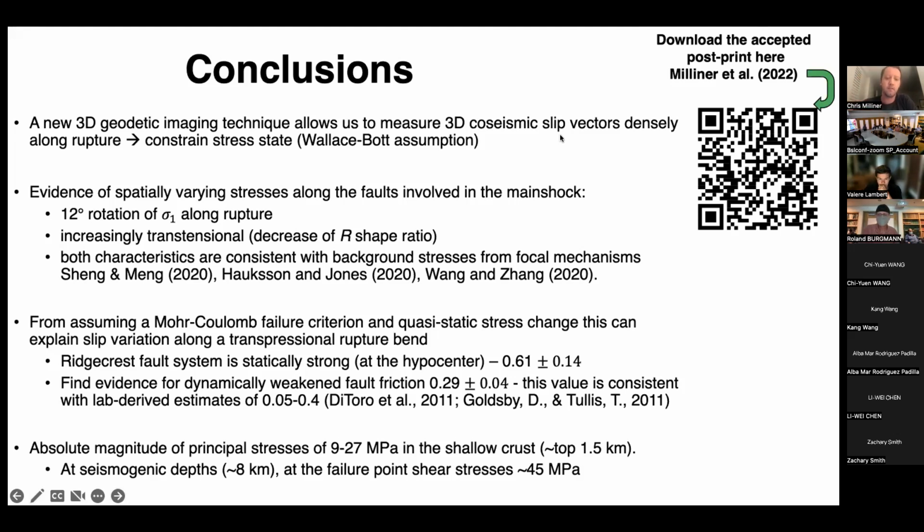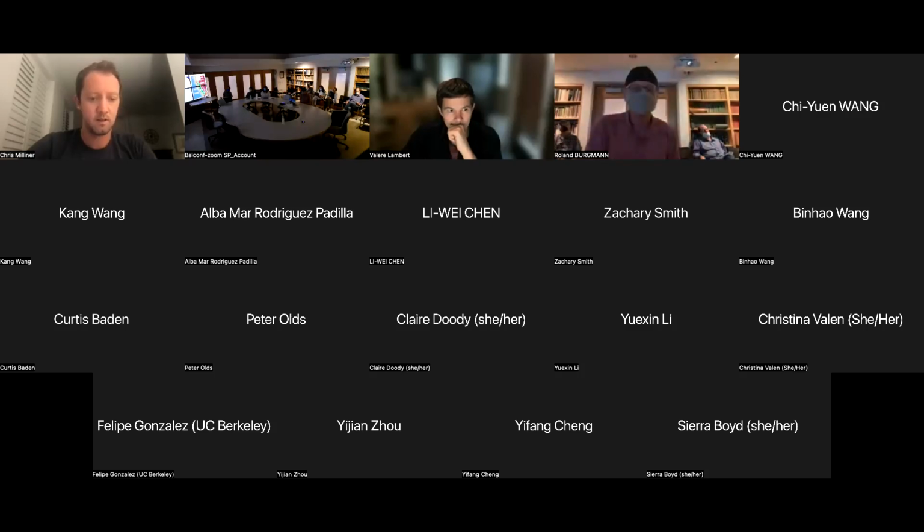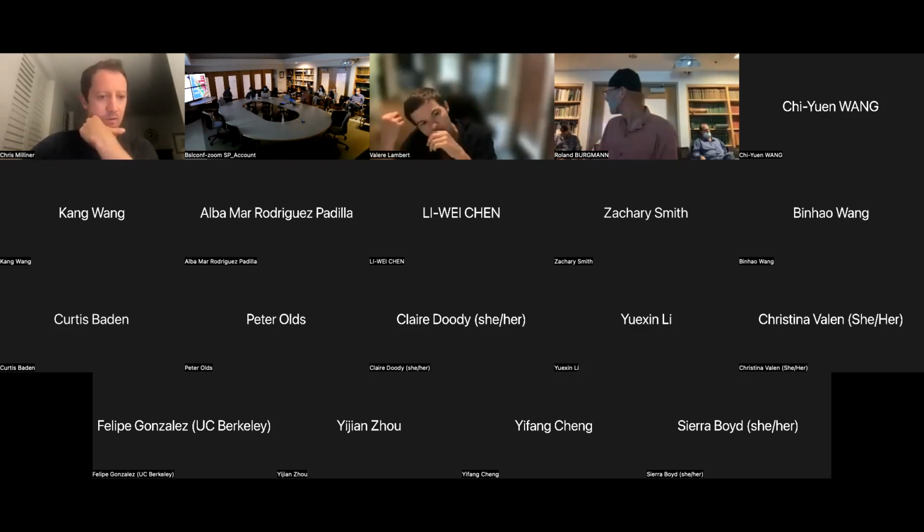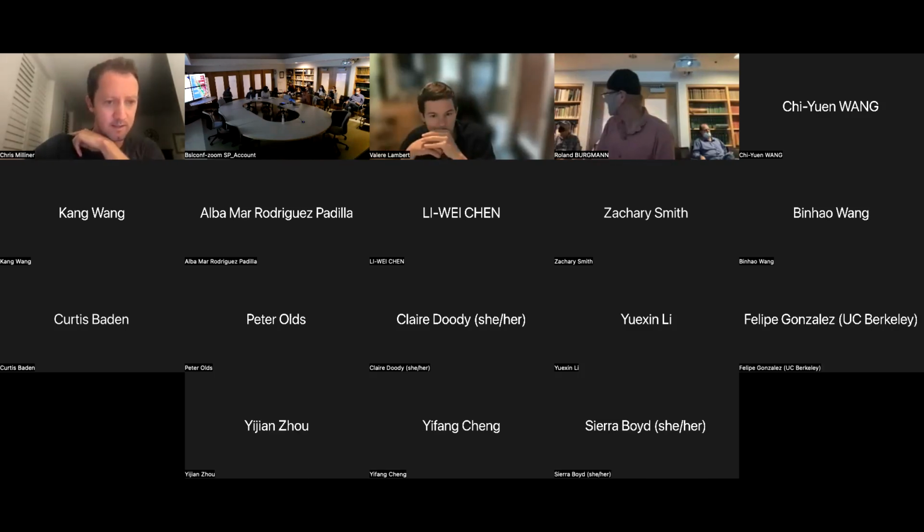I mean, one thing, if I go back to the fault instability figure, is that the faults in the south are fairly poorly misaligned to the stress field.